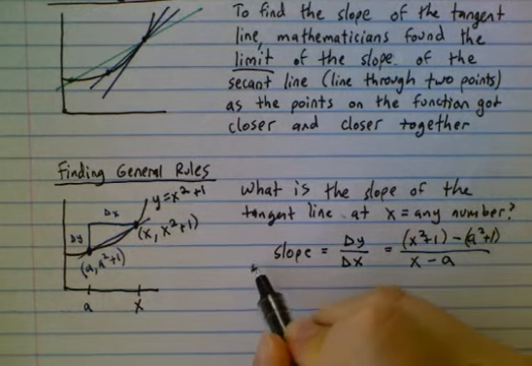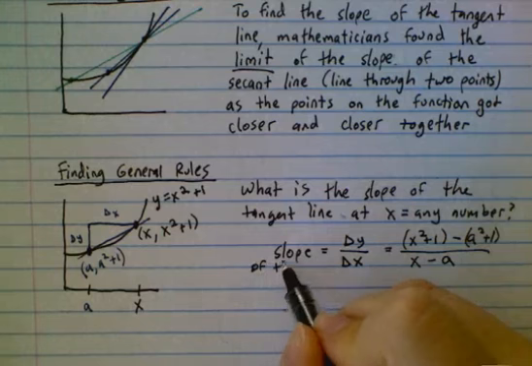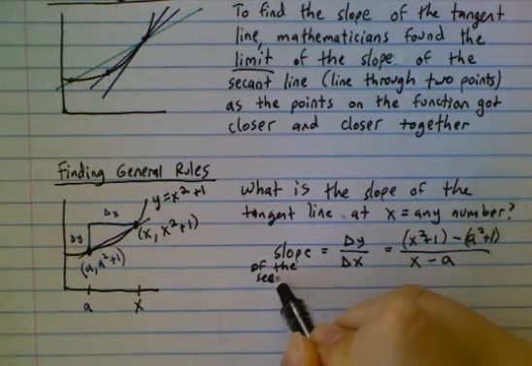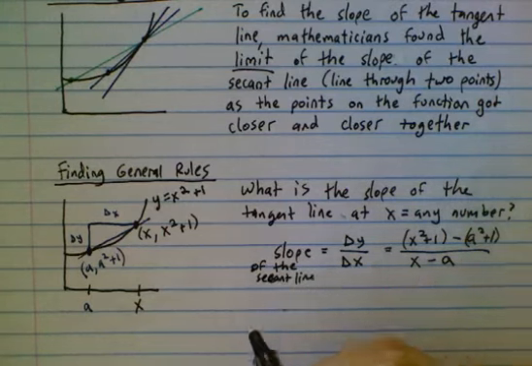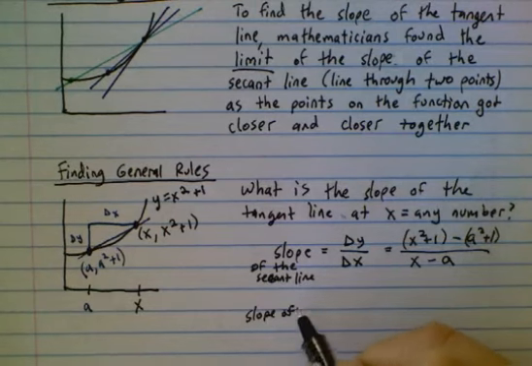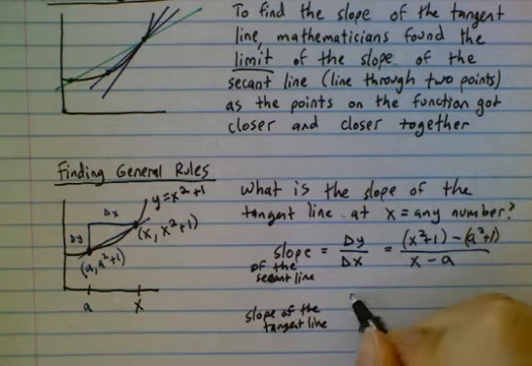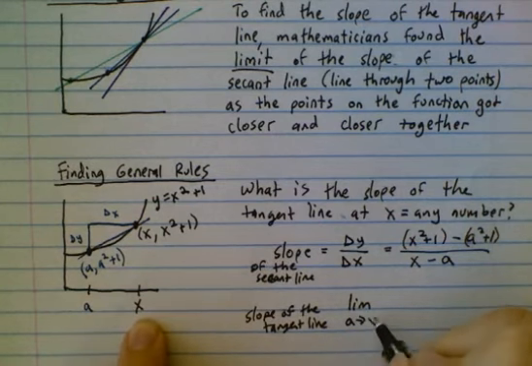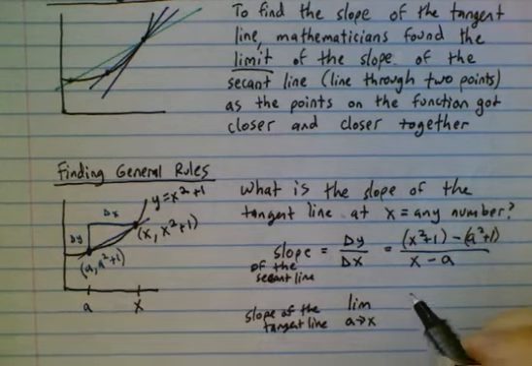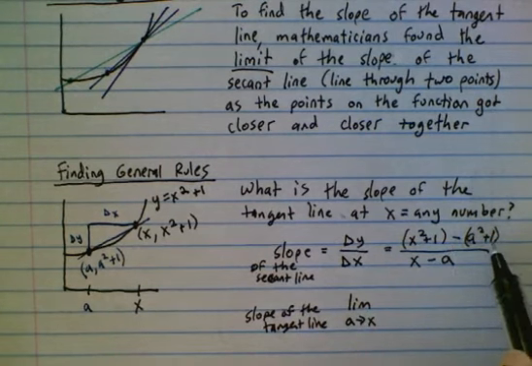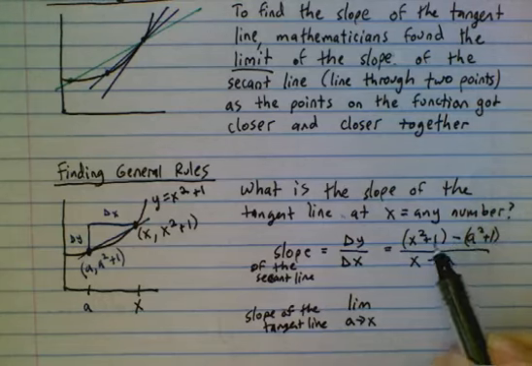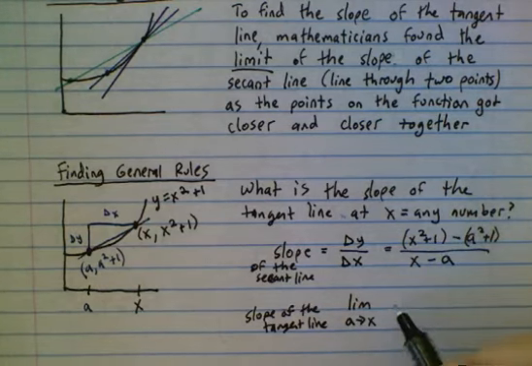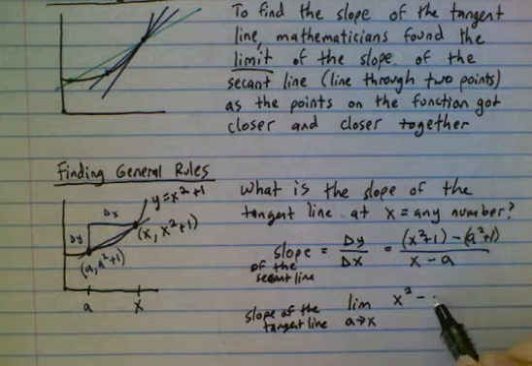So this is the slope of the secant line. The slope of the tangent line is the limit of that as this number, a, gets closer and closer to x. So notice up here, this negative is going to distribute here. So we've got positive 1 minus 1, so it goes away, it doesn't matter. We've just got x squared minus a squared over x minus a.